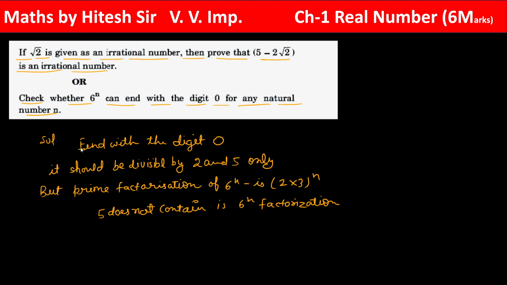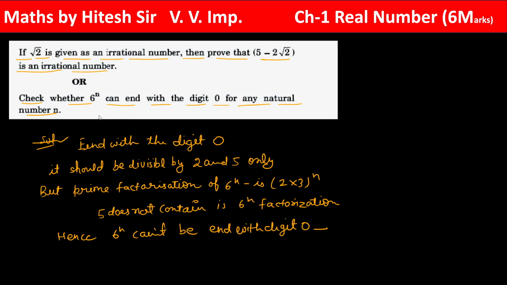So we can say that hence 6 power n can't end with the digit 0. So that is your solution. It's a very simple thing. What we need to do is first find the factors of the given number, and after that we can solve this. Obviously we can solve this one.